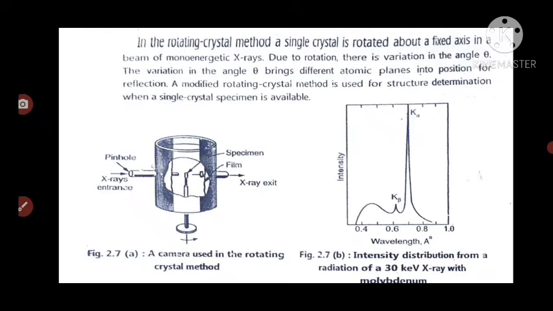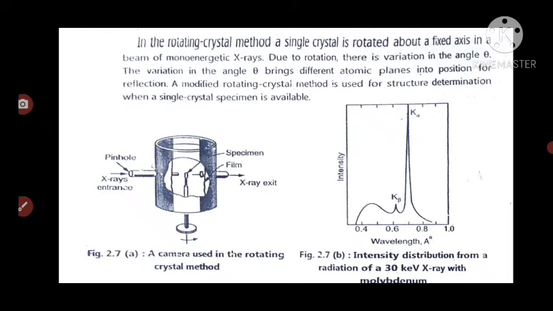In this rotating crystal method, a monochromatic beam of X-ray is incident on a single crystal rotating about a fixed axis, and the angle theta changes. Due to the rotation, the variation in the angle theta brings reflection from the different atomic planes.